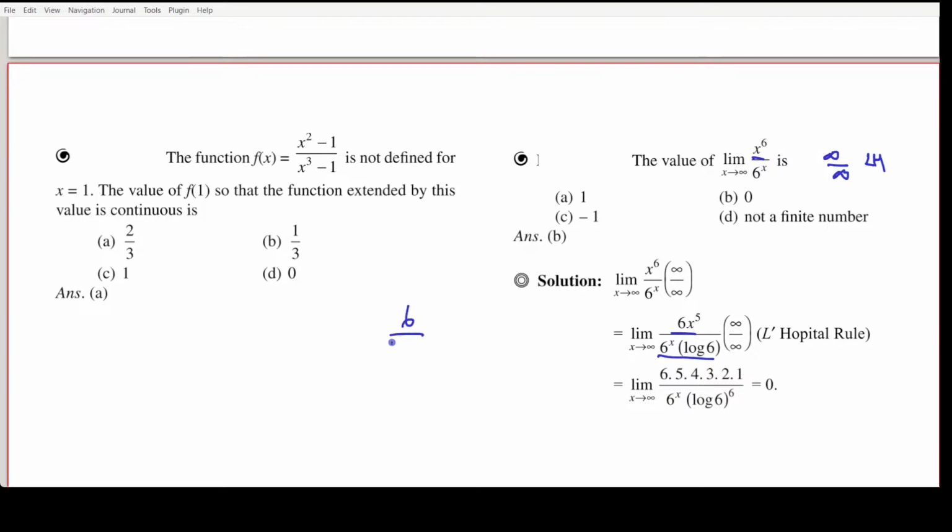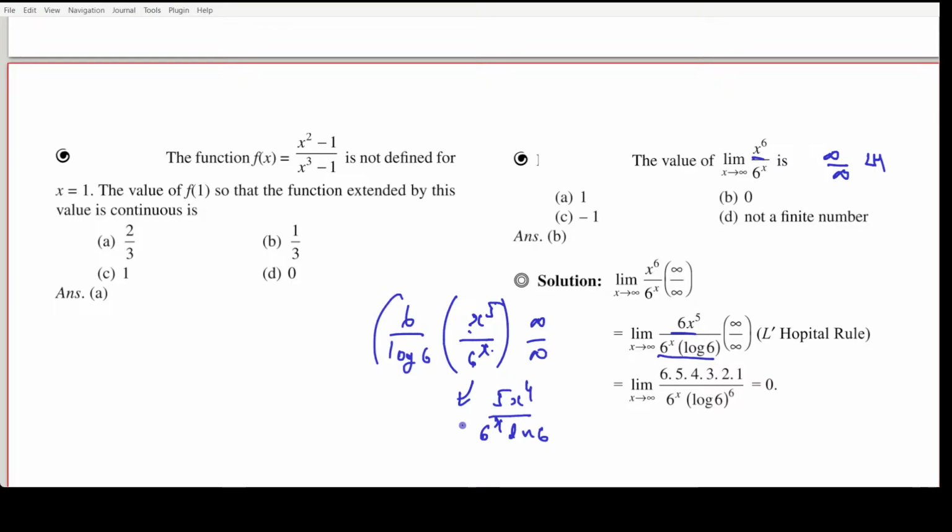Now what have we got? 6 by ln 6, and again x power 5 by 6 power x. This is again infinity by infinity: infinity power 5 over 6 power infinity, right? So this time we will differentiate this once more. Keep this aside. Then we will get 5x power 4 by 6 power x ln 6.